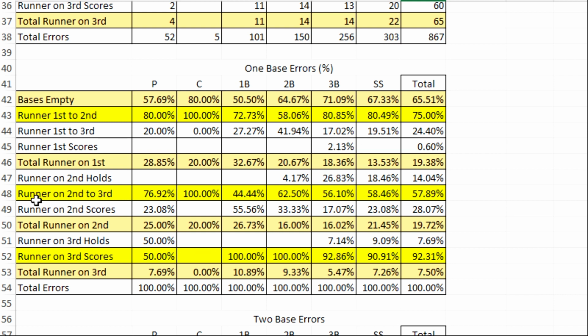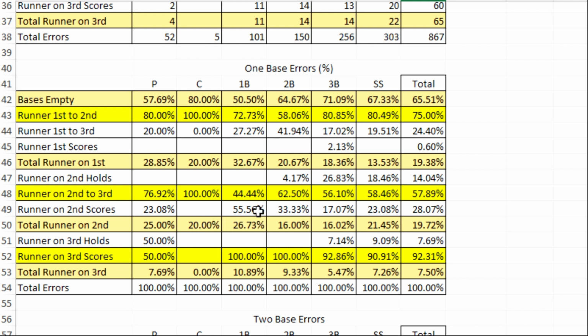So if you look at runner on second, what happens to a runner on second? We see that, again, a majority of the time, the runner's moving one base from second to third, but only 58% of the time is that happening. Almost 30% of the time, that runner on second's scoring on a one base error. And again, it varies based on position.